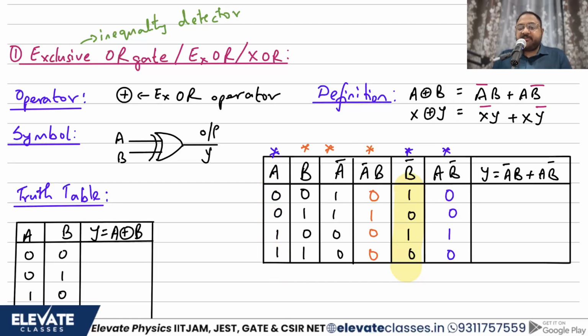Okay, now finally what do we need to do? See, how is the XOR operator defined? Y is equal to A bar B plus A B bar. So I need to add two columns. Now let's add these two columns, this one and this one. If I add these two columns, the final column that I get is 0 plus 0 is equal to 0, 1 plus 0 is 1, 0 plus 1 is 1, 0 plus 0 is 0.